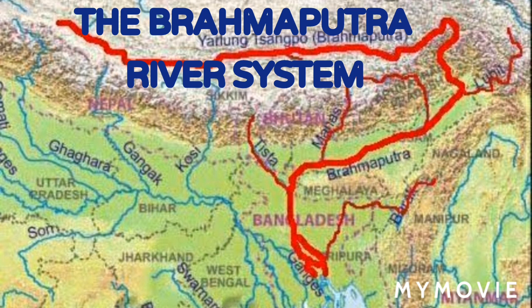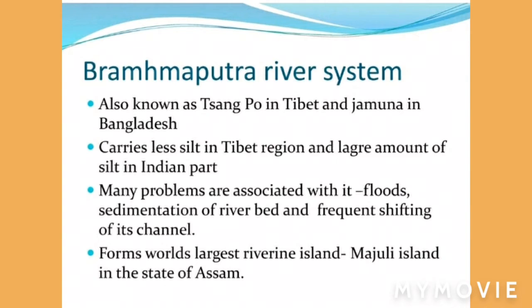Here it is called the Dihang and it is joined by Dibang and Lohit and many other tributaries to form the Brahmaputra in Assam. In Tibet, the river carries a small volume of water and less silt as it is a cold and dry area. In India, it passes through a region of high rainfall. Here, the river carries a large volume of water and a considerable amount of silt. Brahmaputra has a braided channel in its entire length in Assam and forms many riverine islands like the Majuli Islands in the state of Assam.